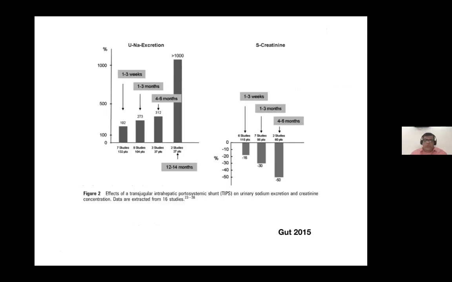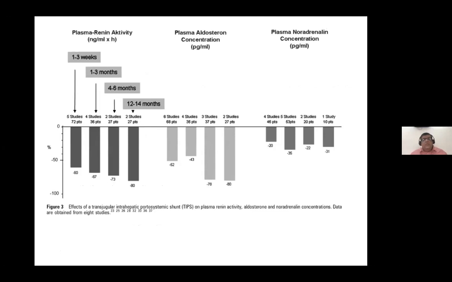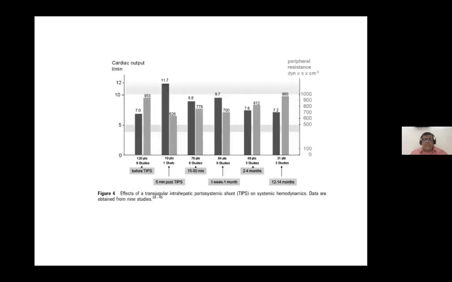What does TIPS do? Why are we talking about TIPS so much? It does improve the urinary sodium excretion, and these are the different studies. And as time progresses, the urinary excretion actually keeps on increasing, and the serum creatinine keeps on decreasing over a period of 4 to 6 months after doing a TIPS. That is because of the improved hemodynamics, as well as because the plasma renin activity keeps on decreasing, the aldosterone levels fall, and the noradrenaline levels also decrease after doing a TIPS.